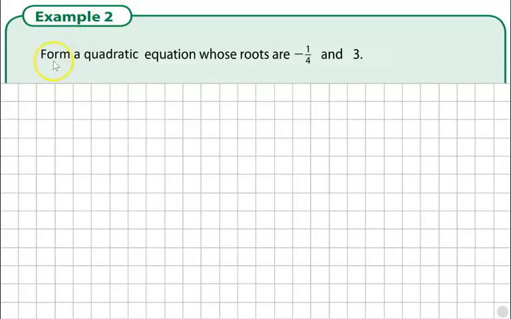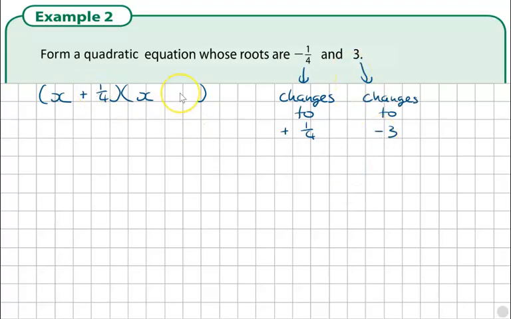Example 2. Form a quadratic equation whose roots are minus a quarter and 3. So we start off in the same way as before, two sets of brackets with an x in the front of each bracket. Minus a quarter changes to positive a quarter and goes into one of the brackets. And 3 changes to minus 3 and goes into the other bracket. Then we expand our brackets or multiply out our brackets.